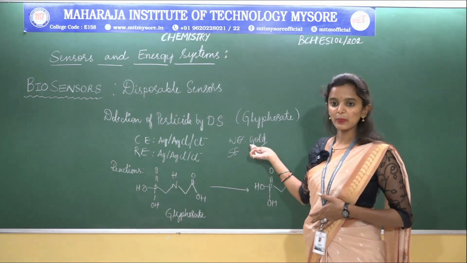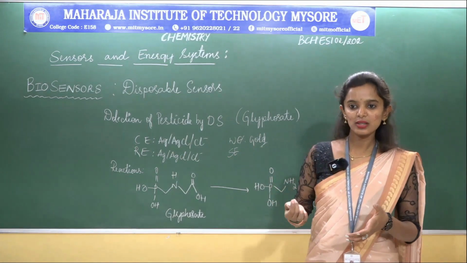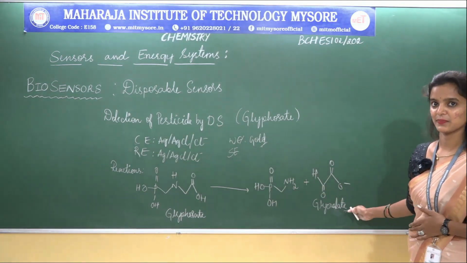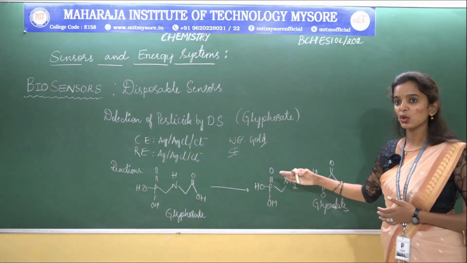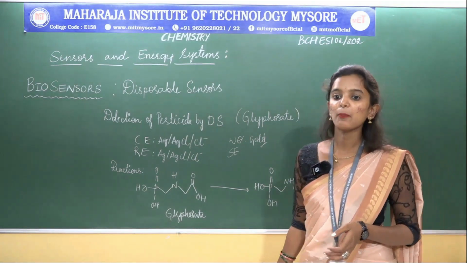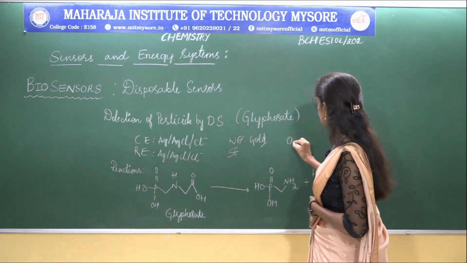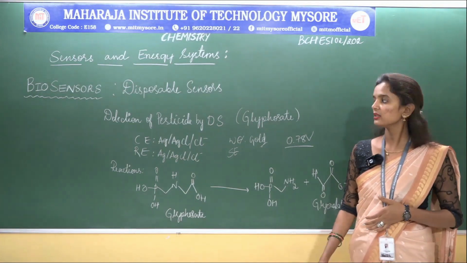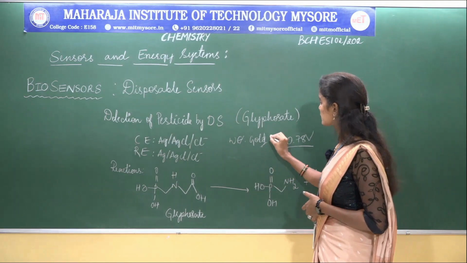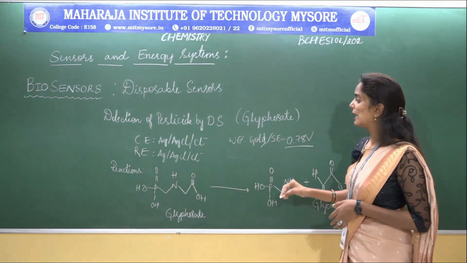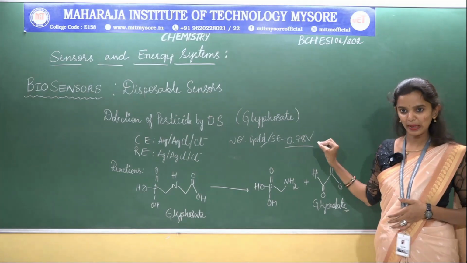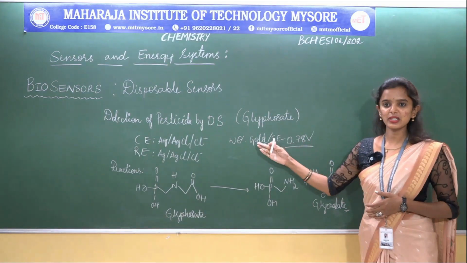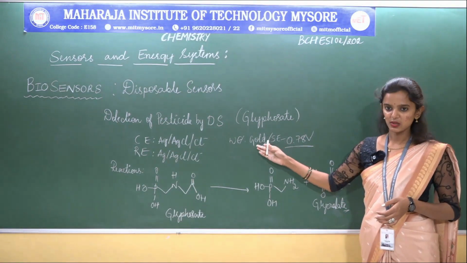So what happens on the surface of gold is there occurs oxidation of glyphosate. Glyphosate is getting oxidized to form glyoxylate. How does it occur? A potential of 0.78 volt is applied on the working electrode. Gold is also called the working or sensing electrode, in which the potential of 0.78 volt is maintained.